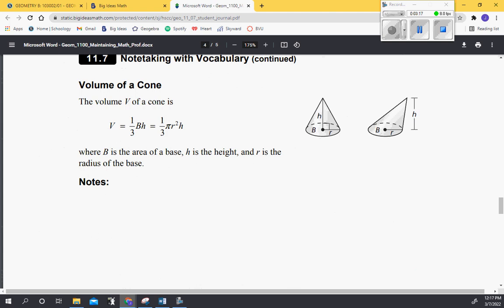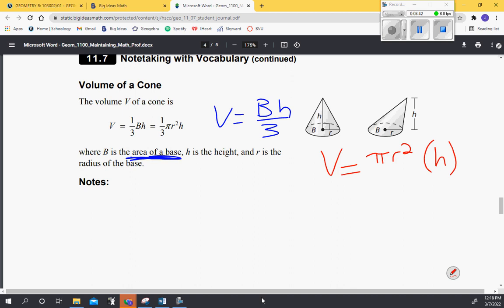Volume is very similar to that pyramid. It's 1/3 times the base times the height. Or base times height divided by 3, same thing. Remember, base is the area of the base. So if you want to think of this instead, area of the base in a circle is pi r squared. I'm going to take that, multiply by the height, and divide it by 3. Because B is equal to pi r squared.